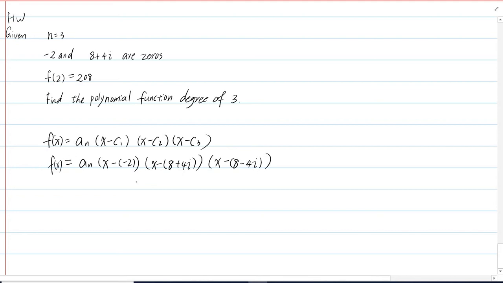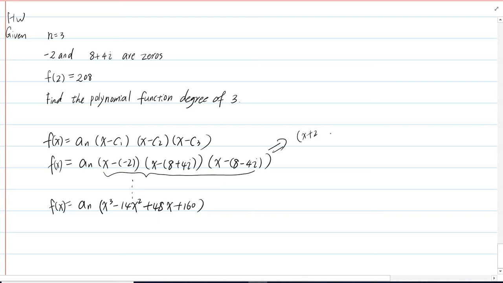And then you simplify this, all of this on this side. You're going to simplify this whole thing. Eventually, in this case, you're going to have f of x equal to a sub n times x to the 3rd power minus 14x squared plus 48x plus 160. Here, let me give you some hints actually, otherwise you're probably going to take a longer time. So for this term, x plus 2, then you're going to have x minus 8 minus 4i. Then for this term, you're going to have x minus 8 plus 4i.